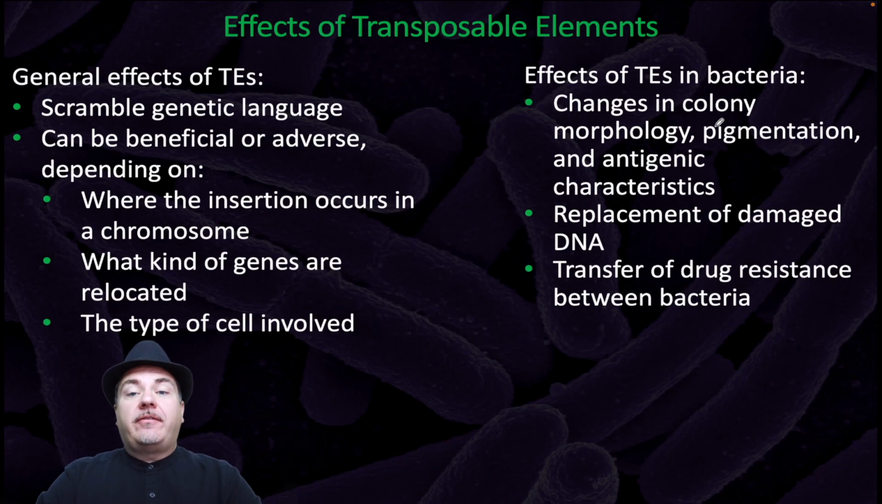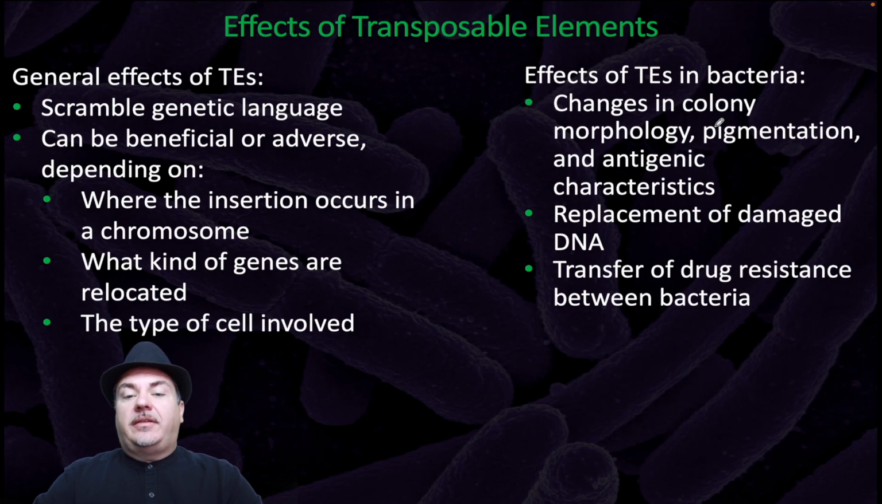So what are the effects of having transposable elements? Well, the general effect is they can scramble the genetic language because they're inserting themselves into different places in the genome. They can be beneficial or adverse depending upon where the insertion occurs in the chromosome, what type of genes are relocated, and what type of cell is involved.